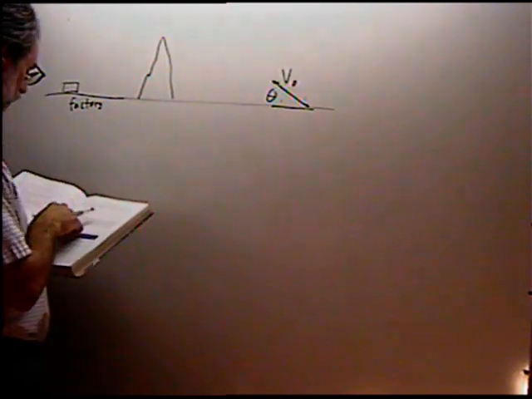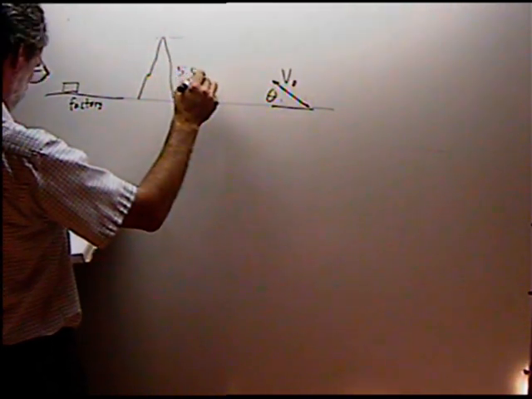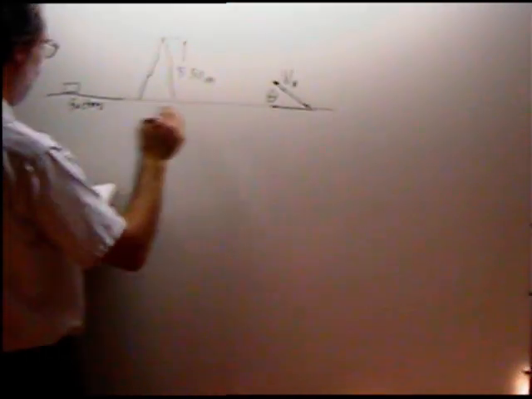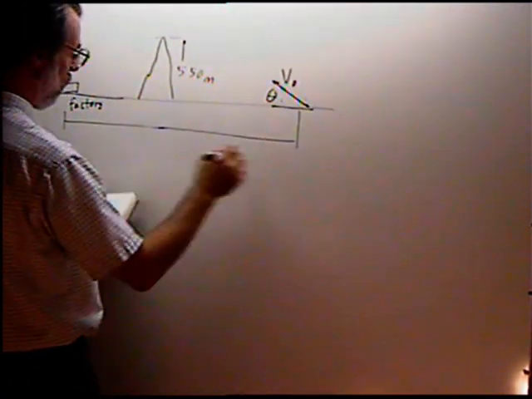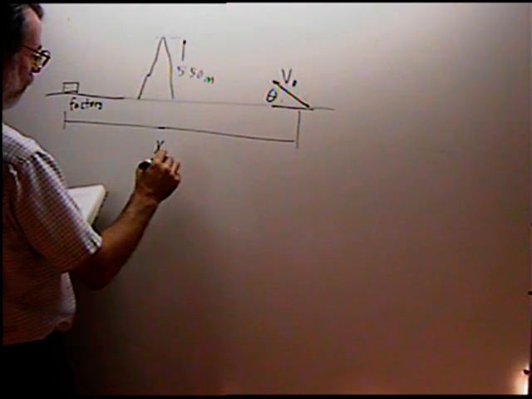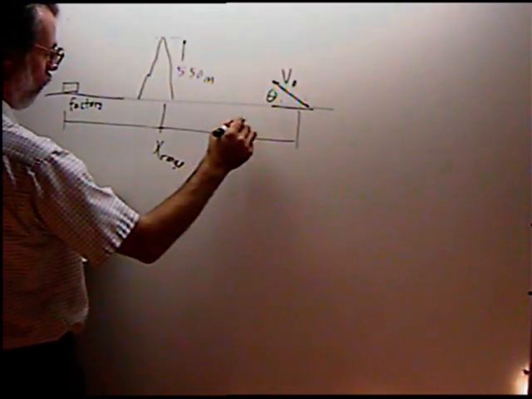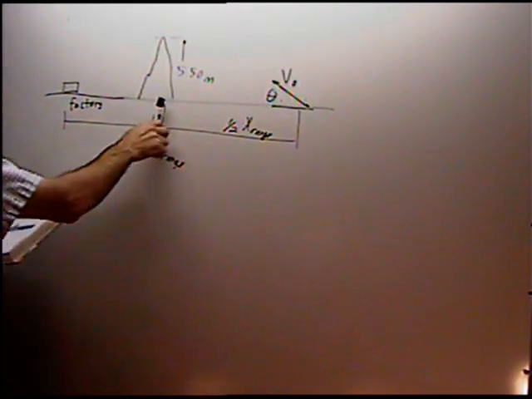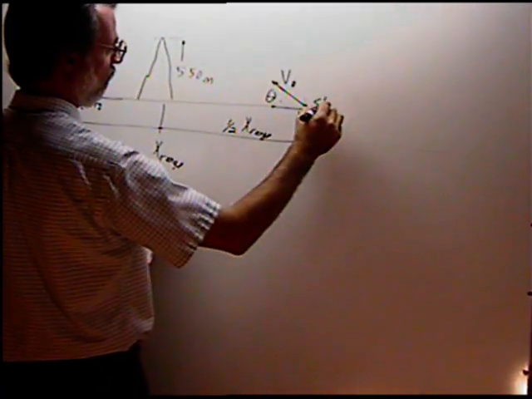The tallest mountain is 550 meters high. And it stands halfway. This is a bad drawing, but basically, if this is the range, this is halfway, 1/2 of the range. The mountain is halfway in the middle between the ship and the factory. This is the ship firing the gun.